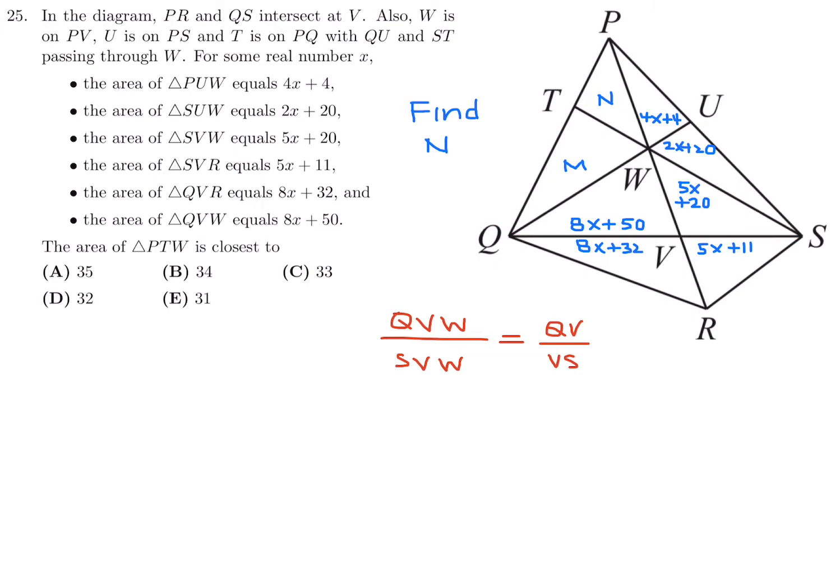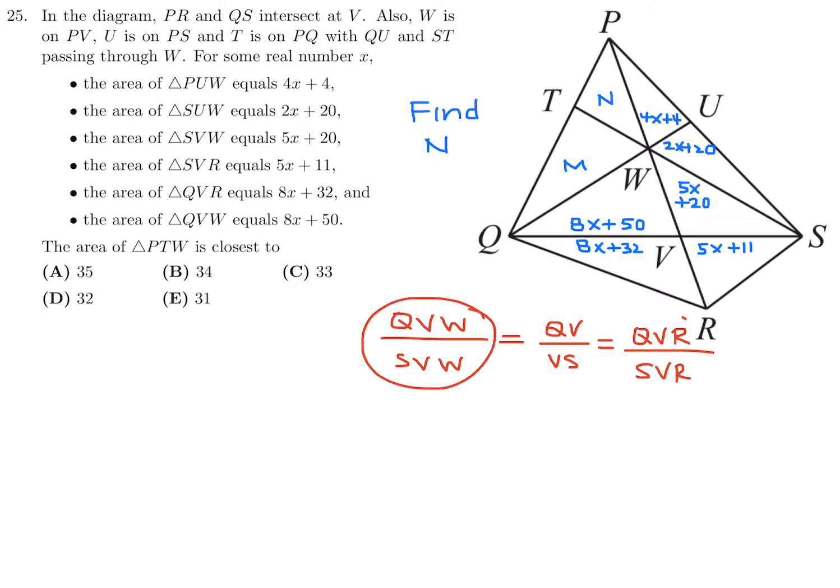But QV over VS is also applicable to these guys down here. They're just upside down. And those triangles are QVR and 5x plus 11, which is represented as SVR, right?